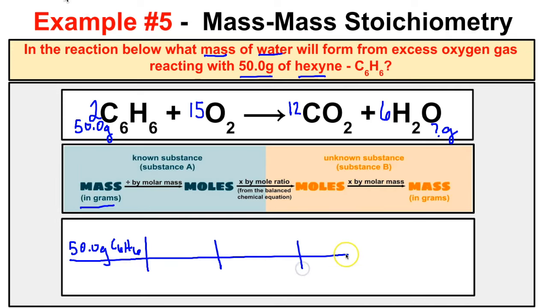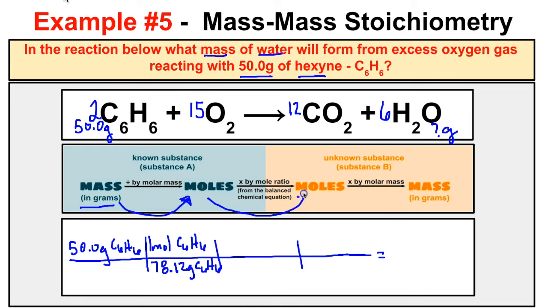So let's run it through the process here. First thing that we have to do is divide this by the molar mass, right? We want to go from grams to moles. We divide by the molar mass. 1 mole of C6H6 is 78.12 grams of C6H6. That step is finished.